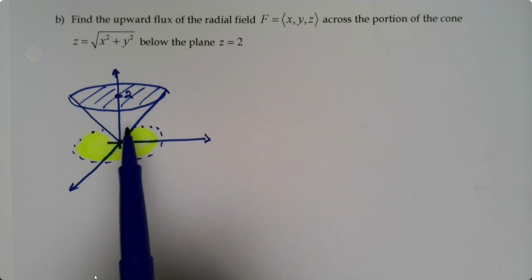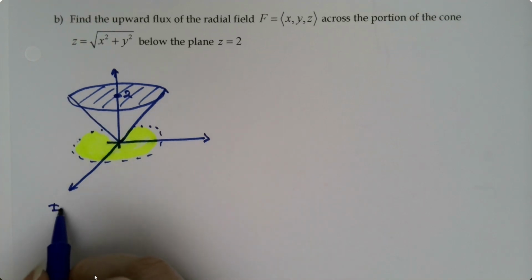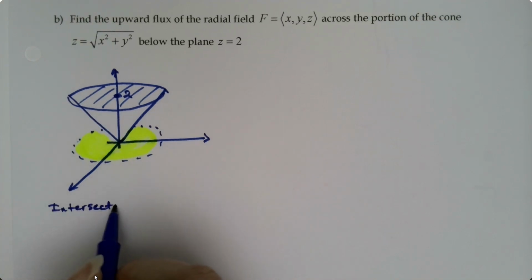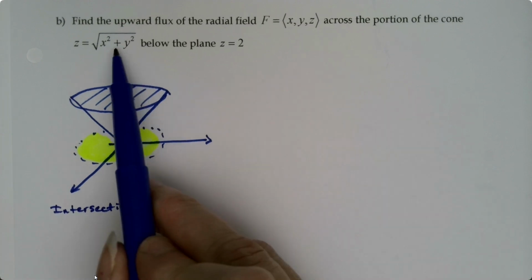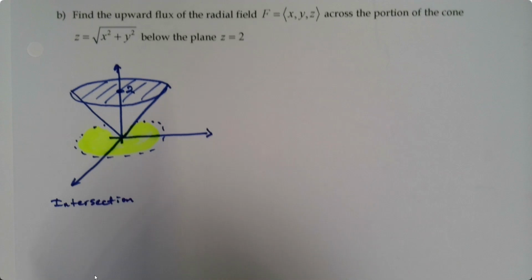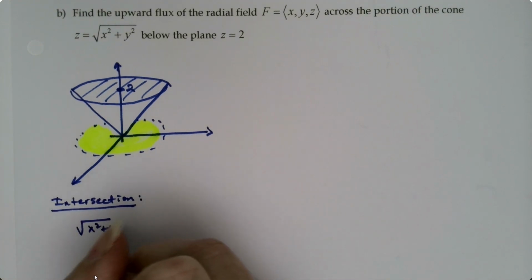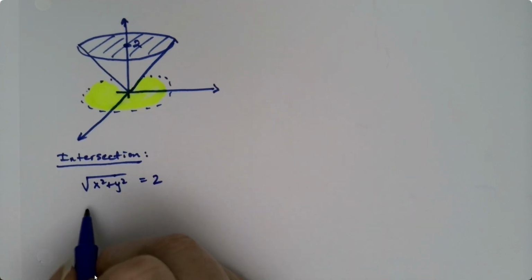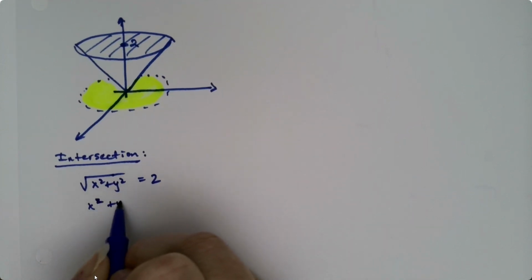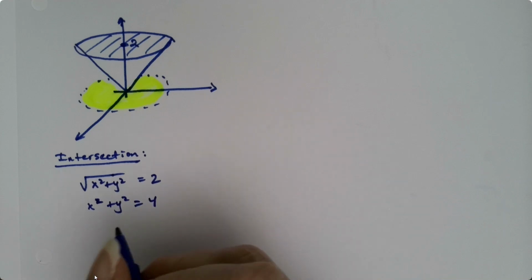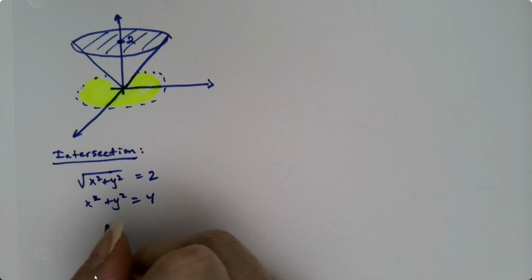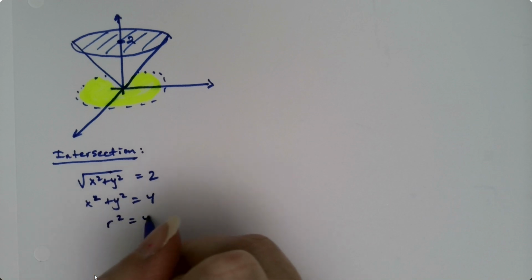Now, where is that shadow? Well, we find the intersection, which would be z equals the square root of x squared plus y squared, and z equals 2. So we set the square root of x squared plus y squared equal to 2. Therefore, x squared plus y squared is equal to 4. And we're probably going to go polar because it's a circle. So r squared is 4, so r is 2.